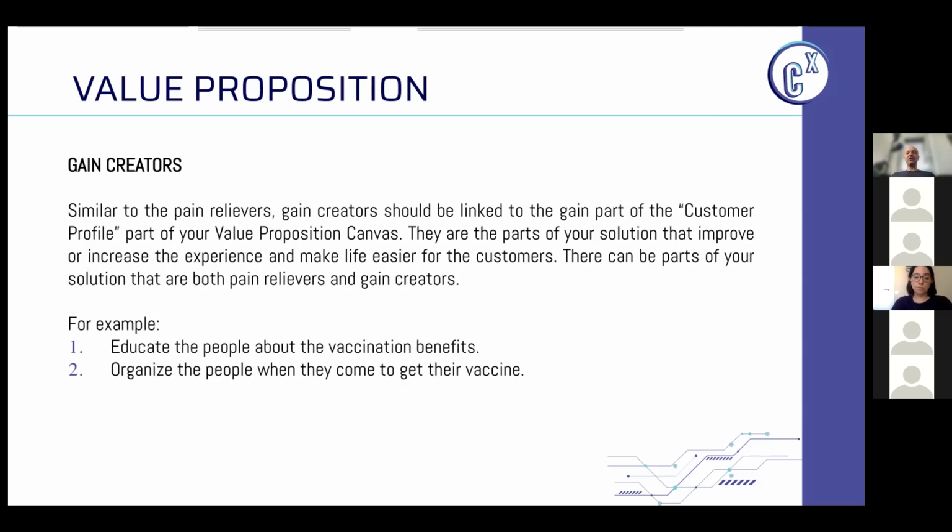When it comes to the gain creators, in a way, how the pain relievers address the pains.